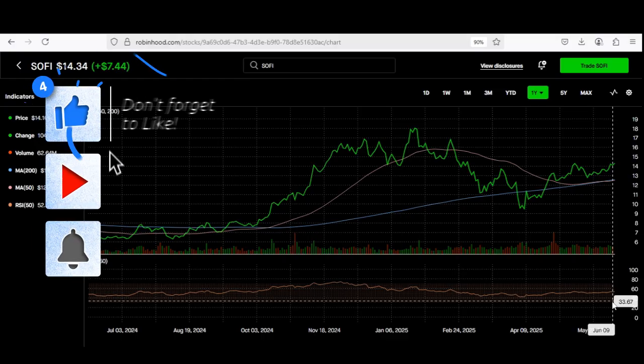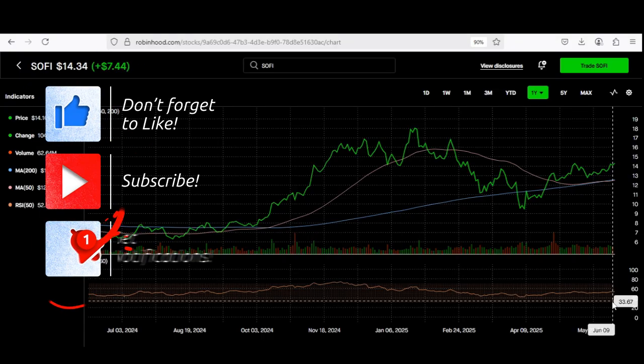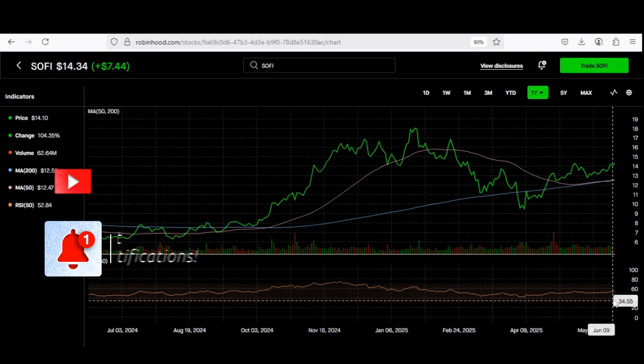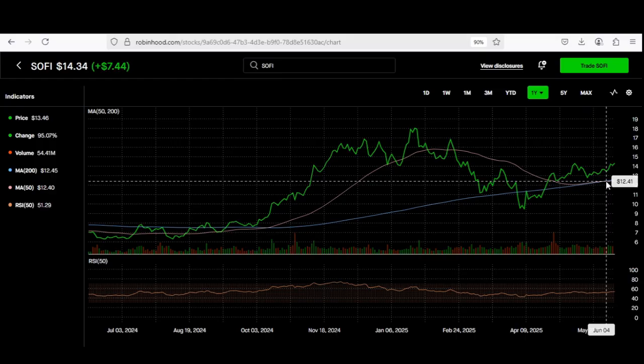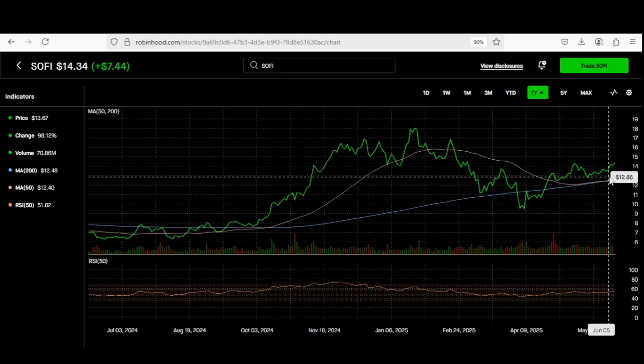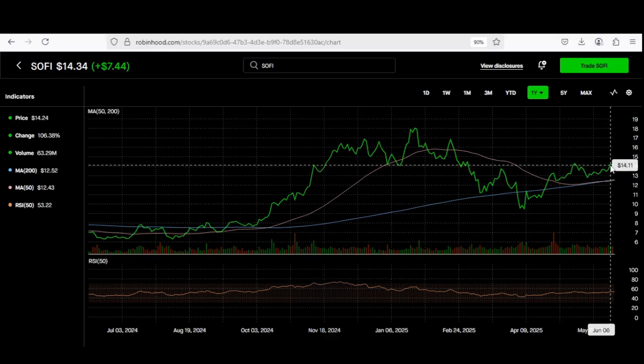So we use these technical indicators to decide what option strategies can be used. With an RSI of 50, a 200-day moving average at around $12.50, and the current share price of the stock, which is higher than the 200-day moving average, at $14.34, what option strategy would you use on this stock? Let me know in the comments below. I will be revealing what option strategies I will be using at the end of the video.